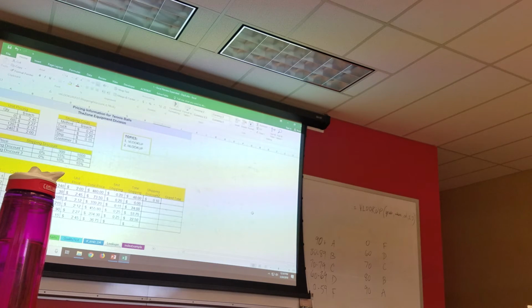Could I have put an extra column in here? Sure. I could have put an extra column that had the percent, and then the next one would have had a dollar value. But it didn't, okay? It's all in one cell.